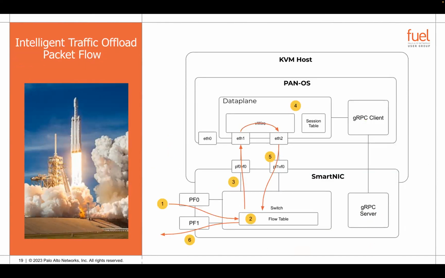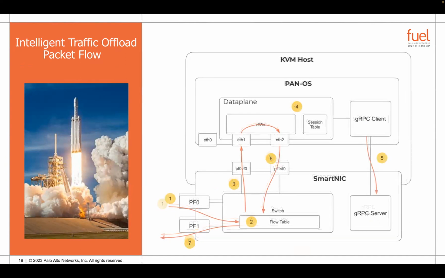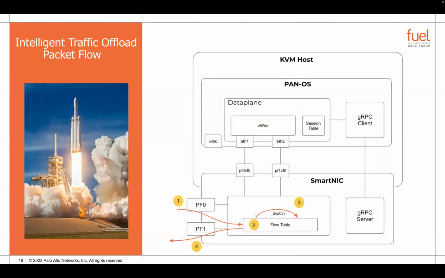Just taking another look at this, the packet comes in, hits the flow table. The flow will be recorded by the smart NIC, assuming it passes through the virtual wire policy and the traffic is allowed. Then the data plane via gRPC will send that notification over to the RPC server on the smart NIC, just notifying it that future flows can just be handled directly by the smart NIC, and the firewall doesn't need to be involved.